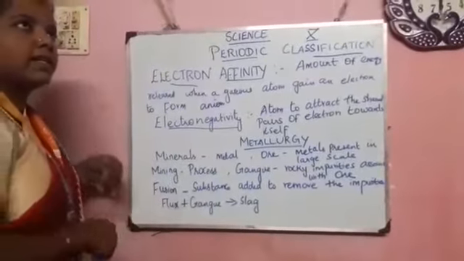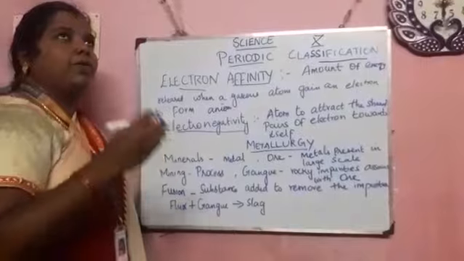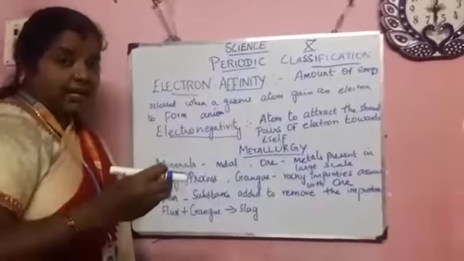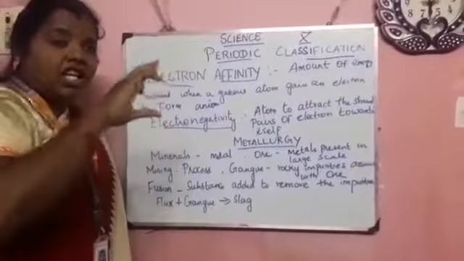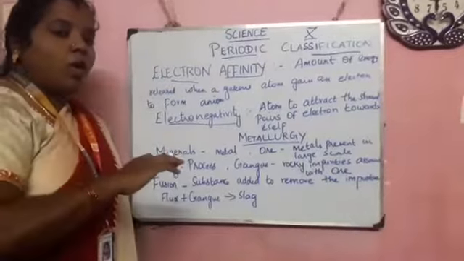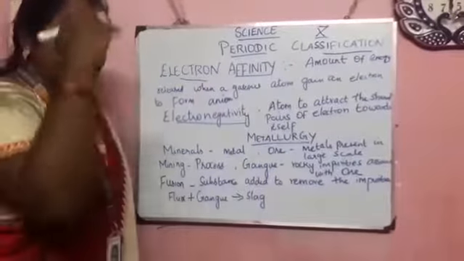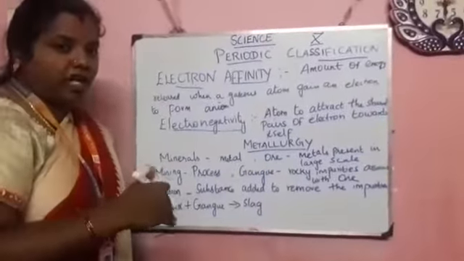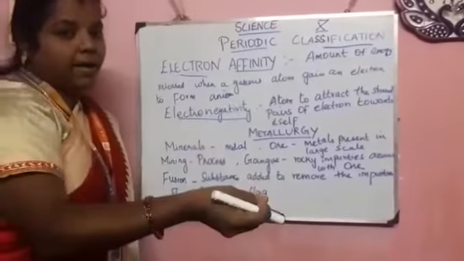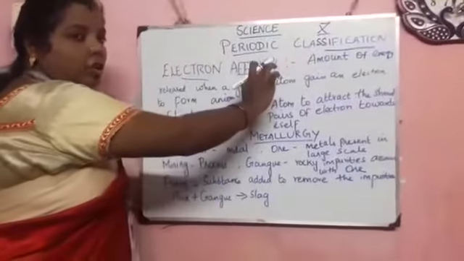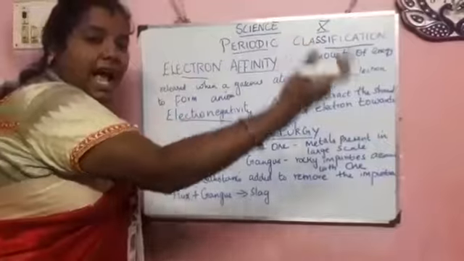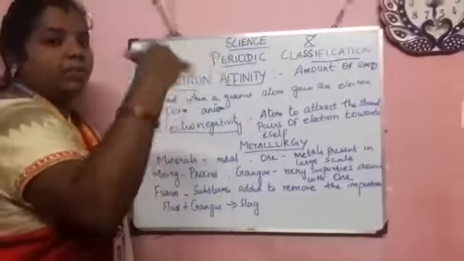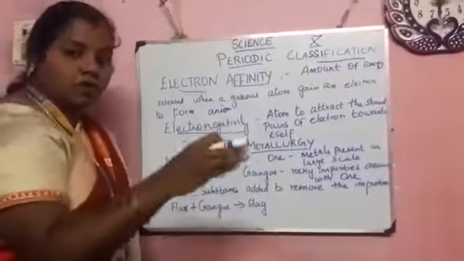For example, let us consider an element with atomic number 9. The stable configuration nearest to 9 is 10. So to attain 10, it has to gain 1 electron for that stable configuration. If we spend some energy, that is called electron affinity, and it forms an anion. Gaining an electron means a negative symbol, an anion. Losing an electron means a positive symbol, a cation.